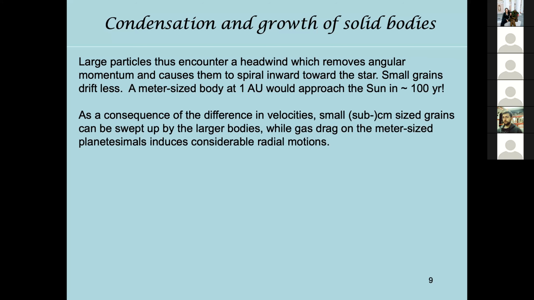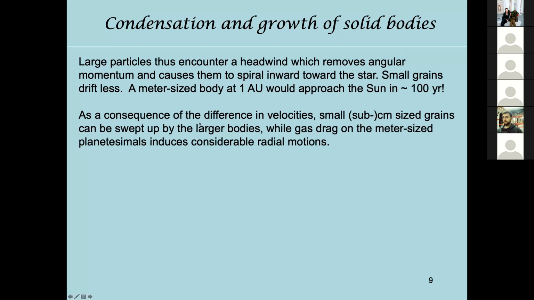So if you have a 1 meter size body at 1 astronomical unit, where our Earth is, it could take only 100 years before it moves onto the sun. So it's really a fast thing, and you really need to make planets before that, but this is really too short. It's a big problem for the current models of planet formation.